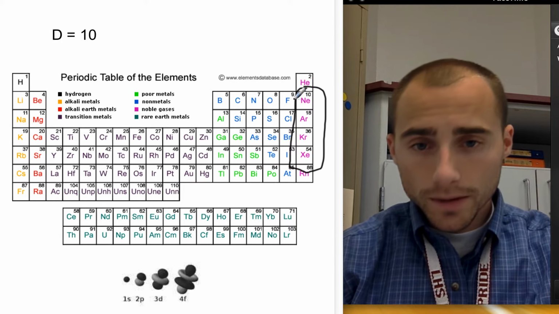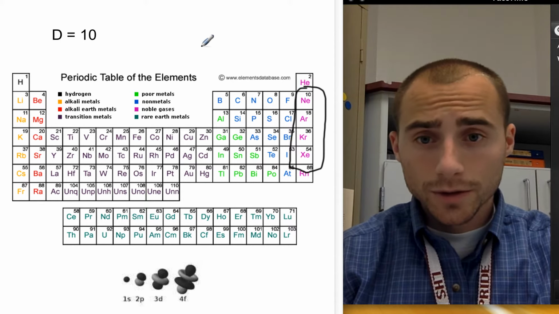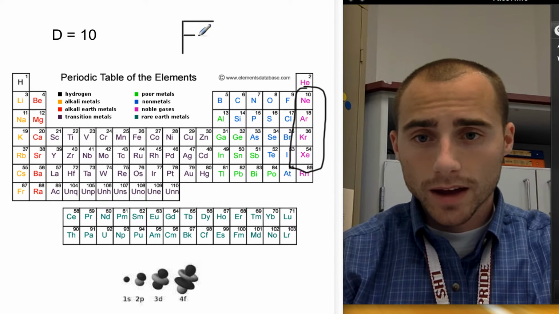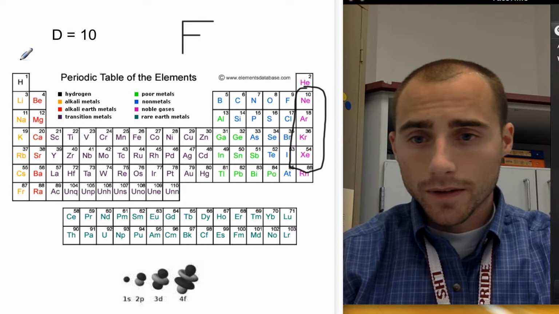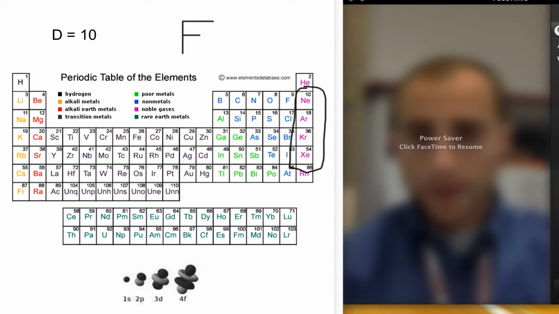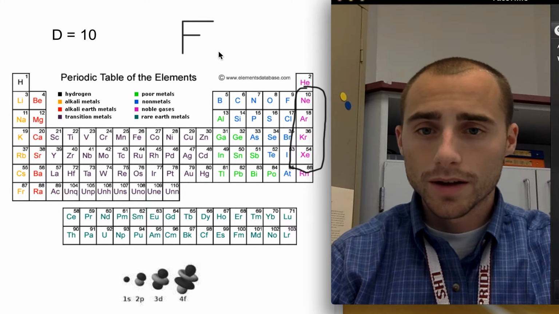So like fluorine, it has 9 electrons, right? So if you drew the Lewis dot structure, it'd be like this, F, and then it's going to have 1, 2, 3, 4, 5, 6, 7. Sorry, I said 9 a second ago. I'm referring to valence electrons right now.